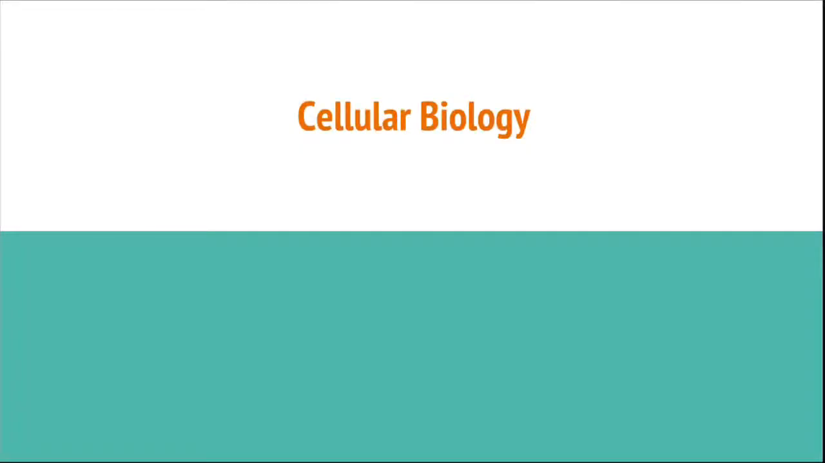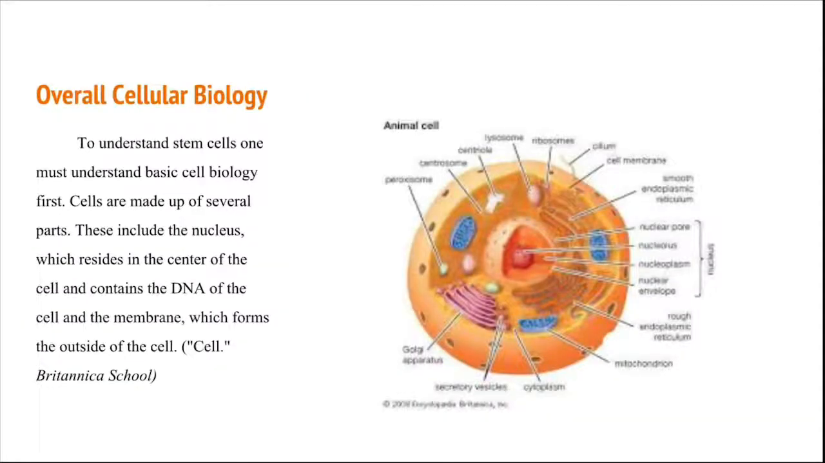Cellular biology. To understand a stem cell, we must first look at the overall cellular biology of a normal cell. Stem cells are pretty much this cell here. They are not very unique. To understand the stem cell, we must look at some of the basic elements that are going to be utilized in their diversification.